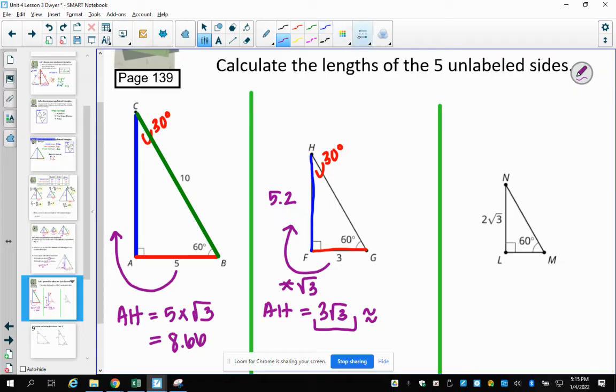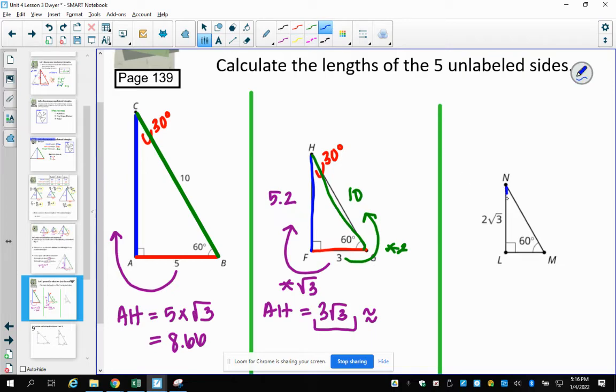And then how did we figure out this side? That's double the short side. So we've got the short side times 2, which gives us this one of 10. Third example, so give it a try. Come back and watch when you're done trying.